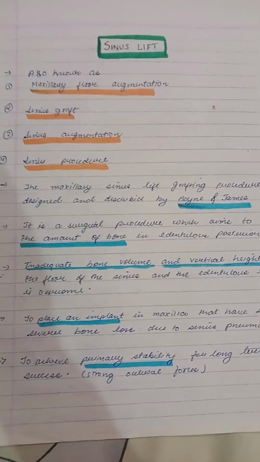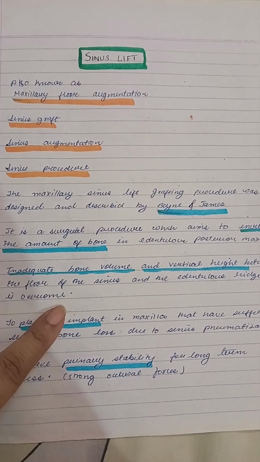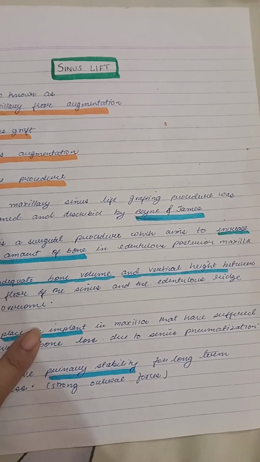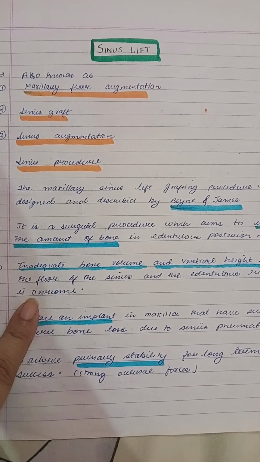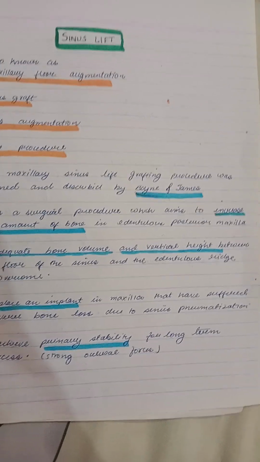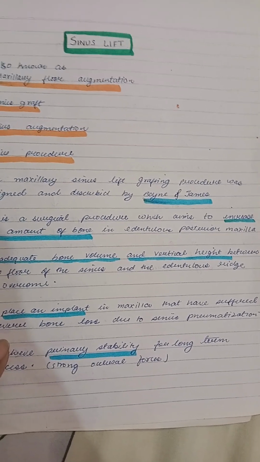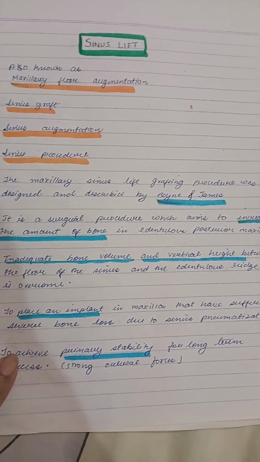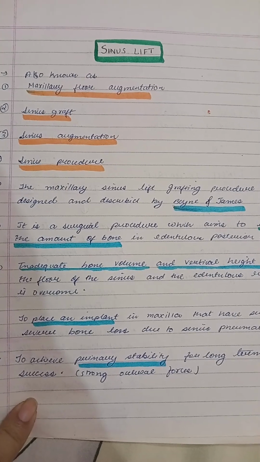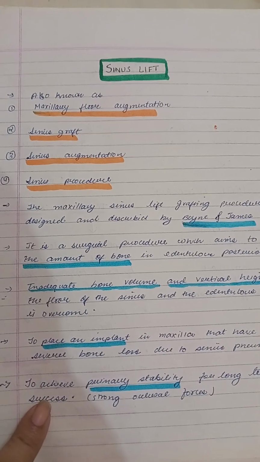Okay, what are the indications? If there is inadequate bone volume and inadequate vertical height between the floor of the sinus and the edentulous ridge, it is overcome by this process. Also, if we have to place an implant in a maxilla that has suffered severe bone loss due to sinus pneumatization, we use the sinus lift procedure to achieve primary stability for long-term success. And in cases where there are strong occlusal forces. Okay, these are the indications of sinus lift.